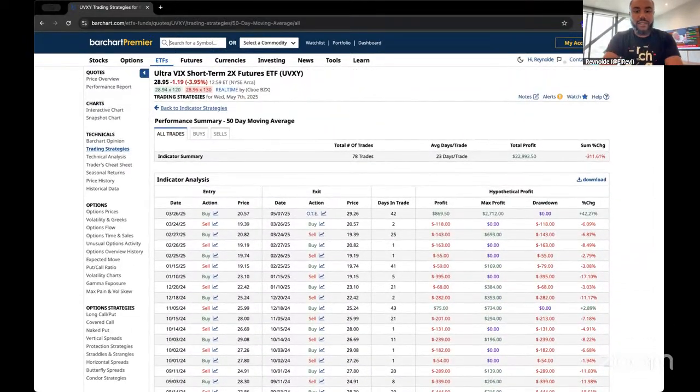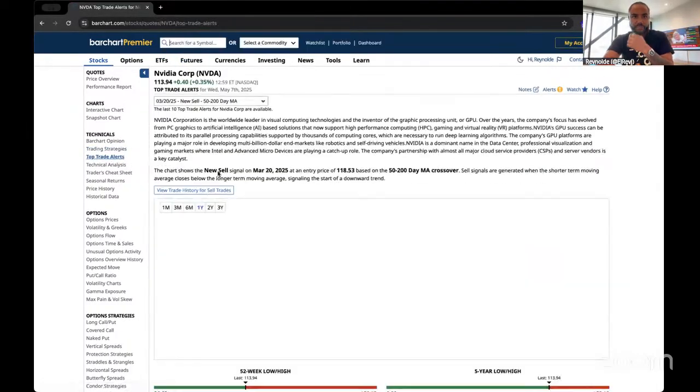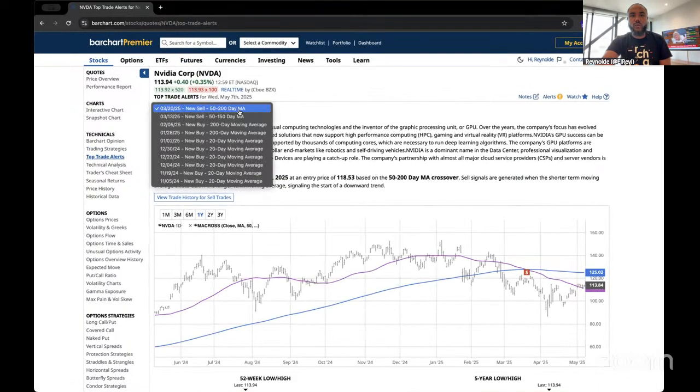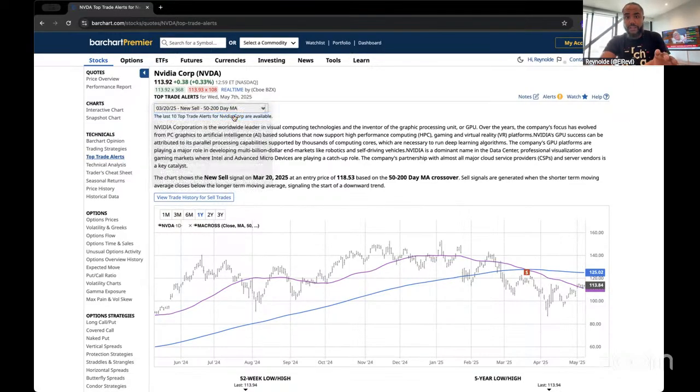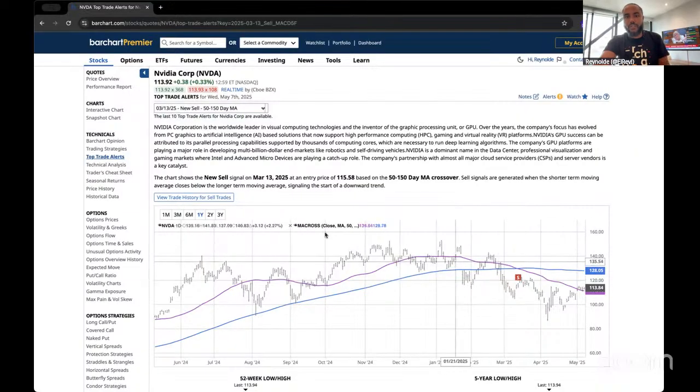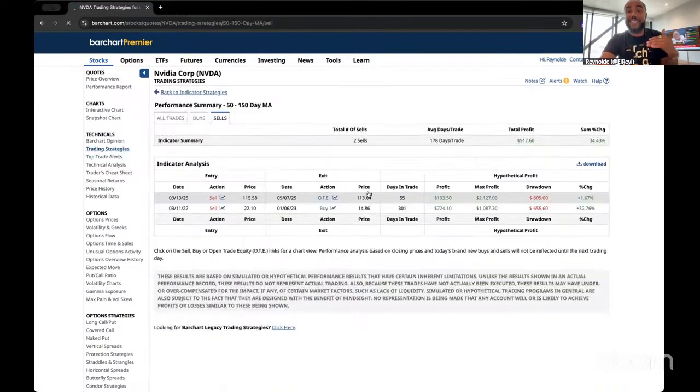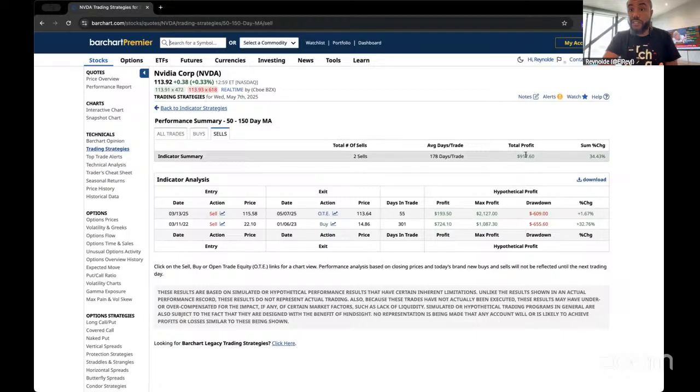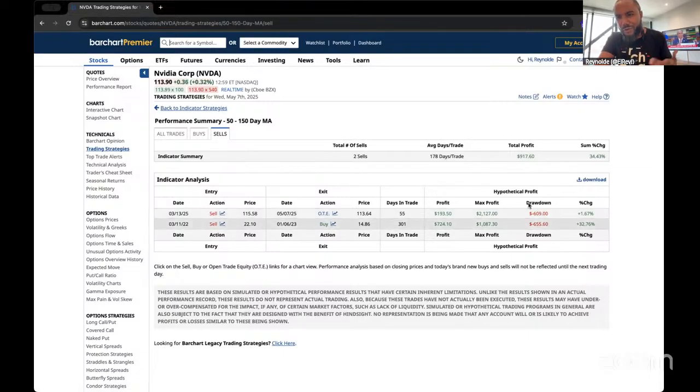Let's actually look at something like NVIDIA. You'll be able to see top trade alerts here. So you can come in here and pick whatever strategy you want. It'll send alerts. These are alerts you'll get. So let's say you're looking at this particular strategy. You can look at the history on this trade too, and you can see the potential profit or the hypothetical profit and drawdowns. And this is what people have to be prepared for, the drawdowns, man.